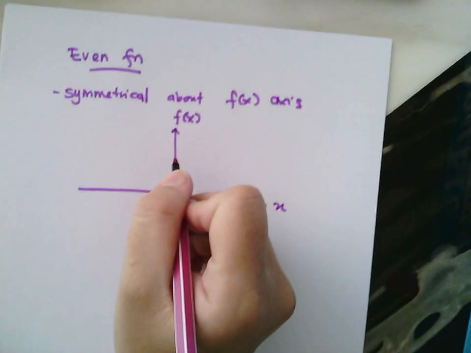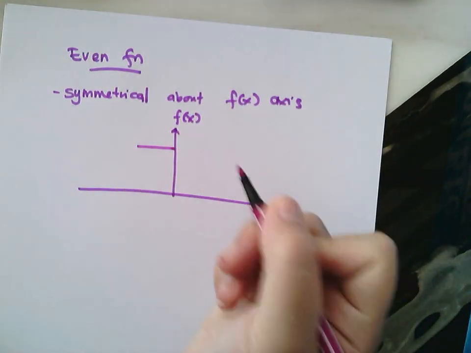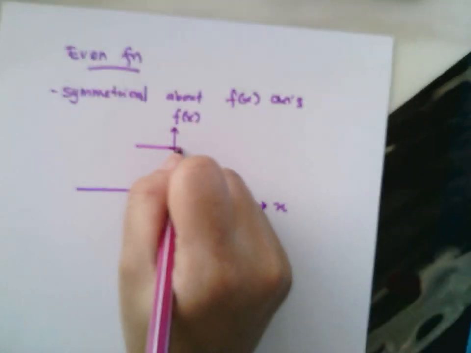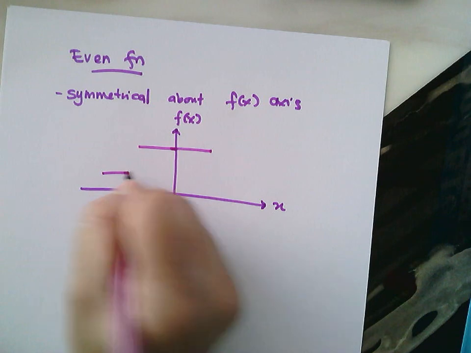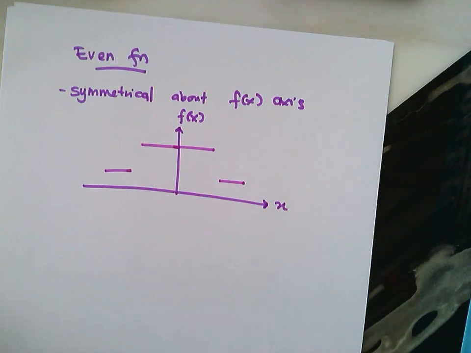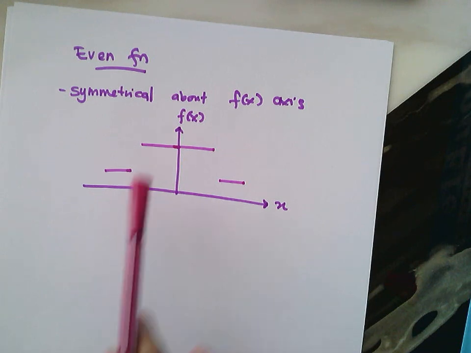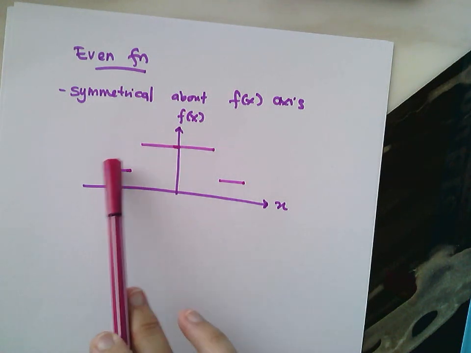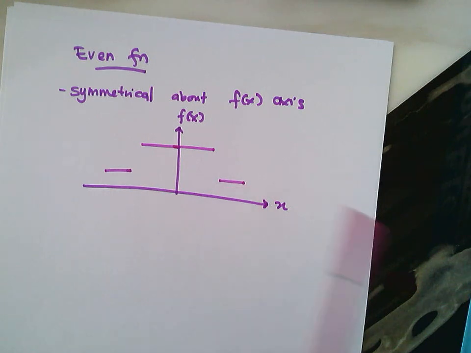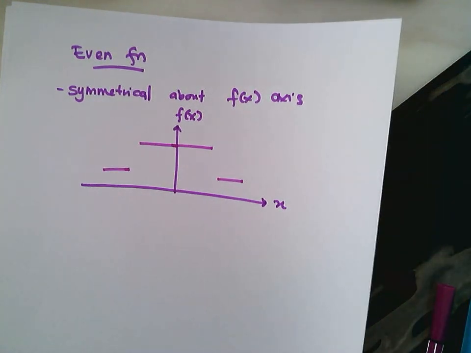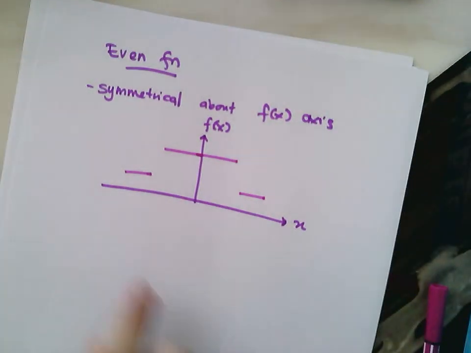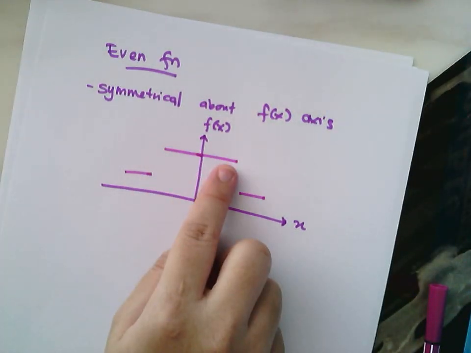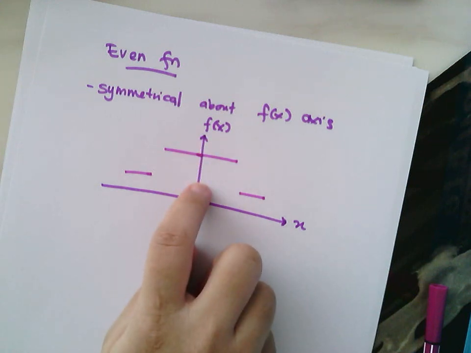Let's say you have here, so if you have this kind of graph, this one and another one is here and here. So as you can see, this one is symmetrical to this one, and also this one is symmetrical to this one. Or to make you understand more, if you flip your A4 paper, whatever you have on this side, you will have on this side. Okay, that is symmetrical about the f(x) axis.